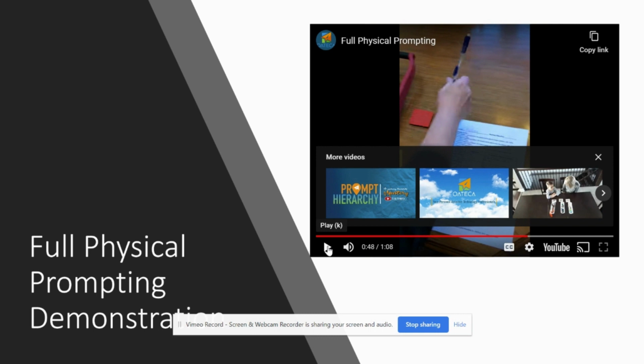So as you see in that video, the teacher is using their full hand over the student's hands to guide them to select the correct color to complete the pattern.